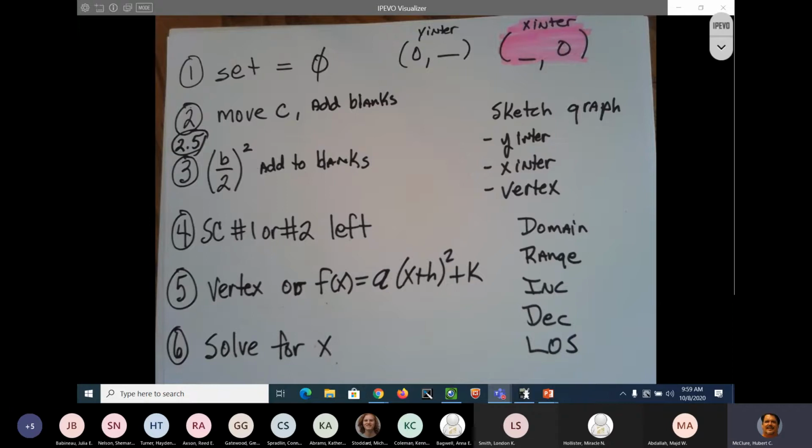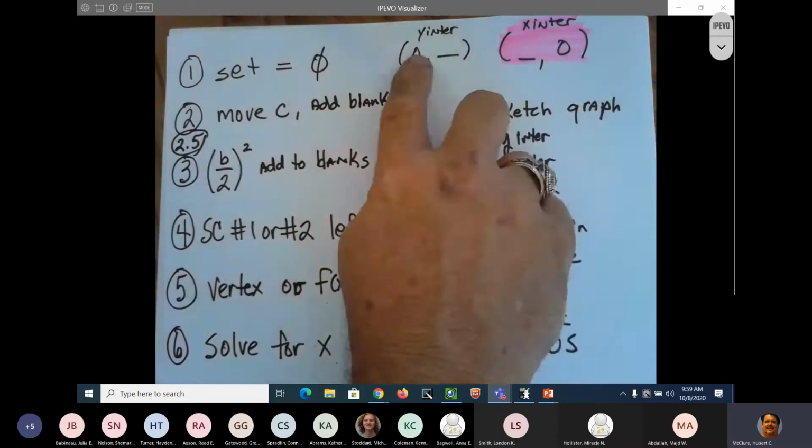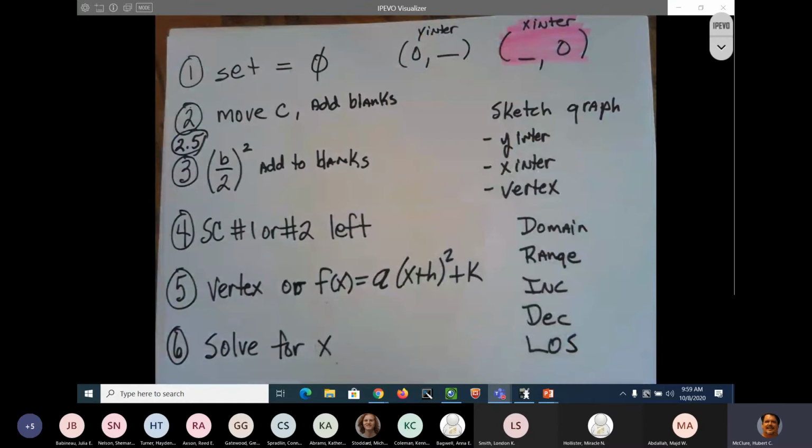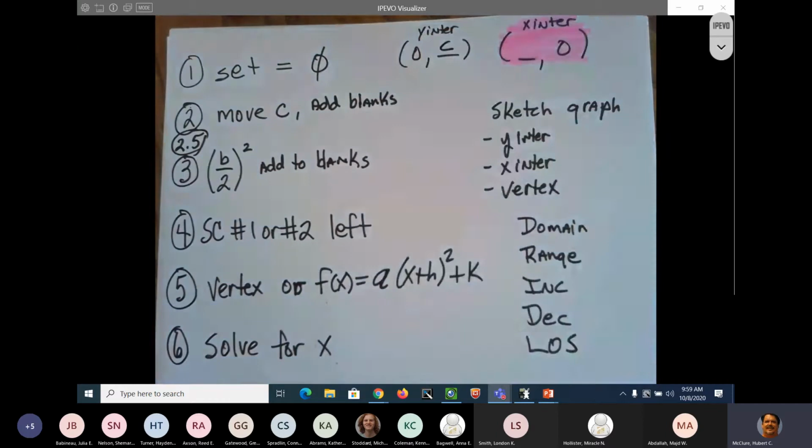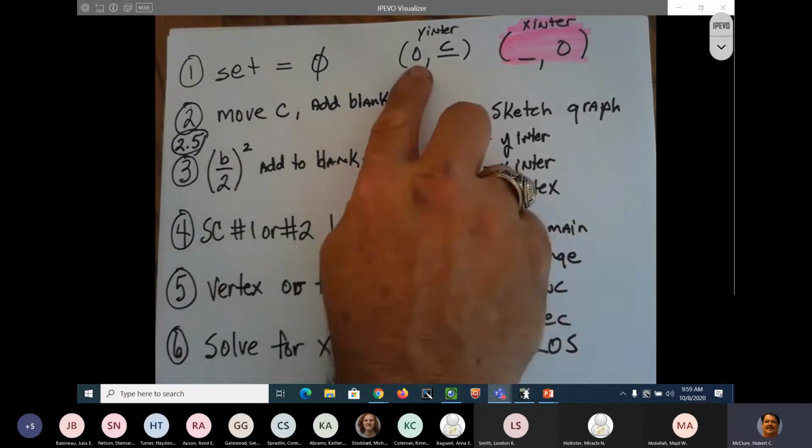Okay, and how do you get the y-intercept? Well, you plug in 0 for x. It's usually c. So you might need to make that note. C is usually going to be your y-intercept. It's always going to be your y-intercept. So you have that, and you don't even have to do any math.